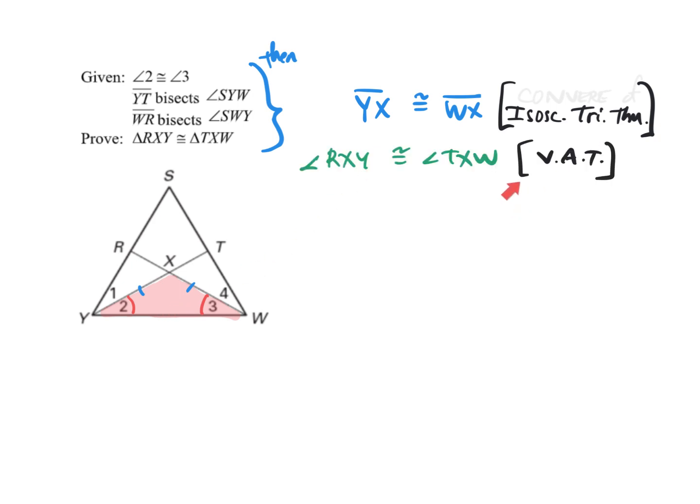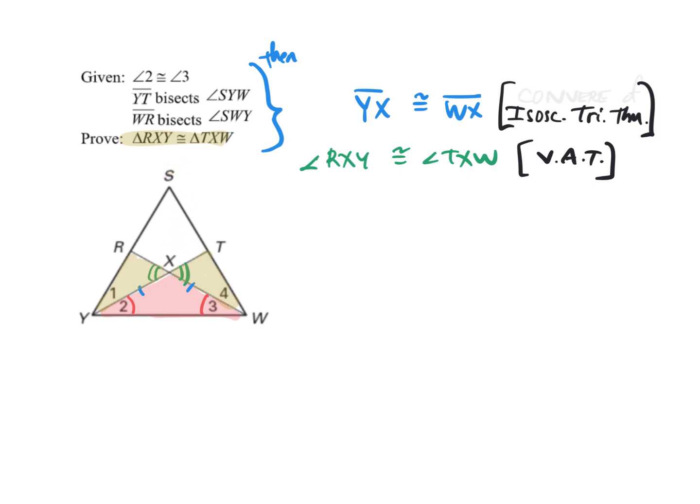Okay, by the vertical angle theorem, these angles here are congruent. We'd call this angle RXY, and this angle would be angle TXW. Where are we heading with this? Well, we're trying to show that these triangles here are congruent, and that would be these. So at this point, we've got a pair of congruent sides. For these yellow triangles, I'm going to call the butterfly triangles, we've got a pair of congruent sides, and we have a pair of congruent angles. We only need one more piece to show that the triangles are congruent.